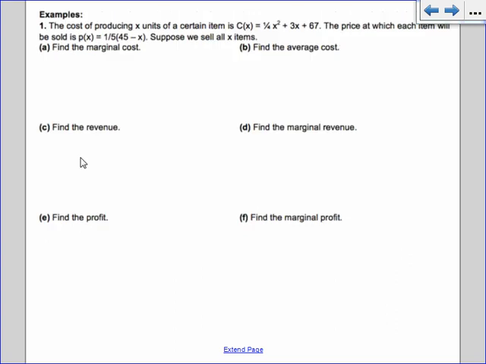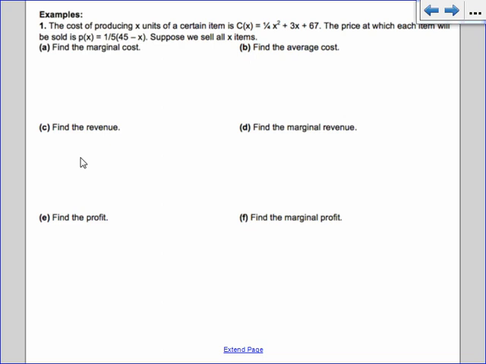Let's talk about the basics just in terms of X with this one, and then we'll do one with actual numbers. Number 1 says the cost of producing X units of a certain item is C of X equals 1/4 X squared plus 3X plus 67. The price at which each item will be sold is P of X equals 1/5 times 45 minus X. Suppose we sell all X items.